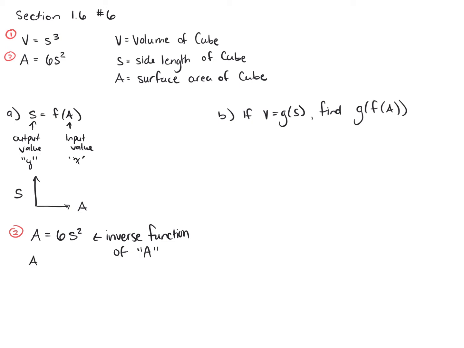So if we solve this for S, we're going to divide both sides by 6. It gives us S squared. So for S, we'll have to take the square root of both sides, to get S is the square root of A over 6.